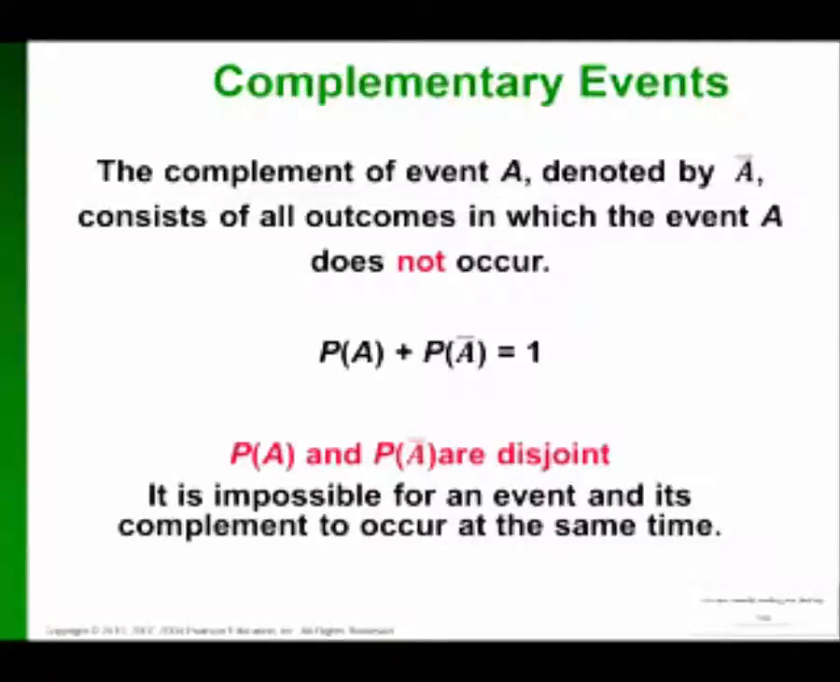So from now on, if I just walk up to you in the hall and flash a flashcard with A with a bar over it, you go, that's a complement. A and its complement are disjoint. That makes sense. They can't happen at the same time.